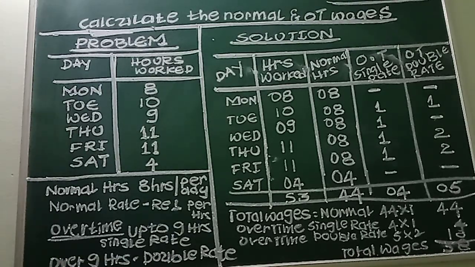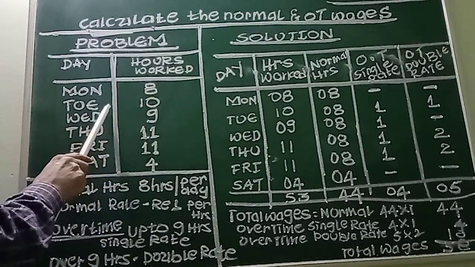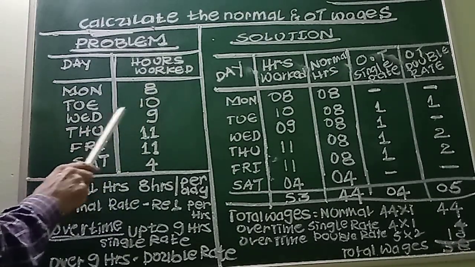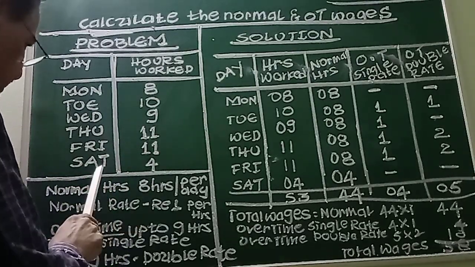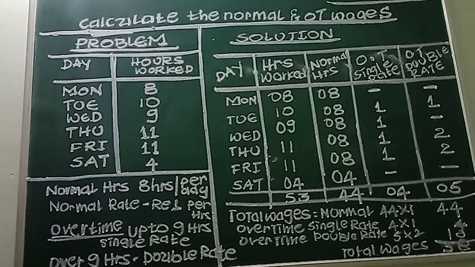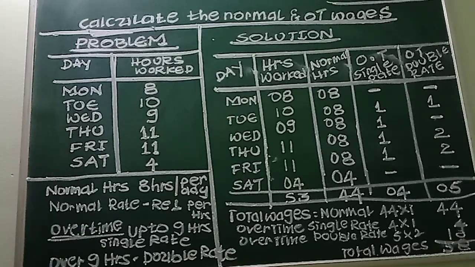See, this is the problem. Once again, I would like to read out this problem which will be asked for your examination under section B. Calculate the normal and overtime wages payable to the worker from the following data. Monday 8 hours, Tuesday 10 hours, Wednesday 9 hours, Thursday 11 hours, Friday also 11 hours, Saturday, which is assumed as half a day, has worked for only 4 hours.